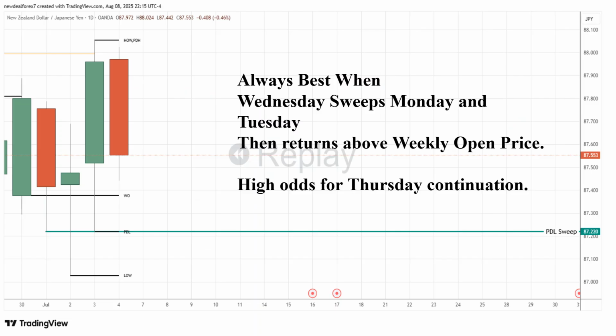Okay. So let's take a look. Where does Wednesday's candle close? It closes above the weekly open, which is awesome. And it also closes above the lows of the last 2 days. That's a strong indication that price is going to continue to the upside.